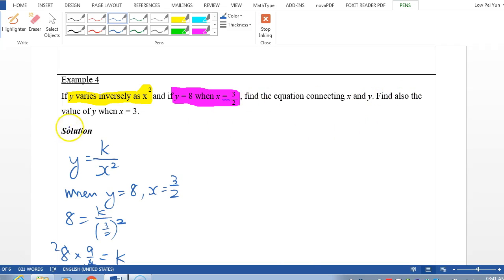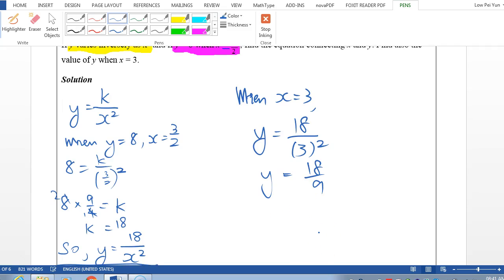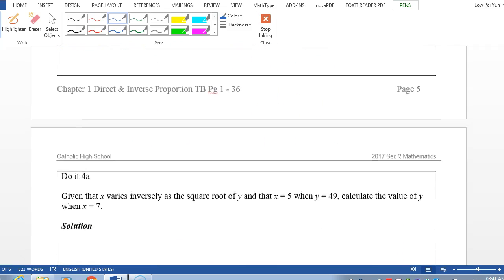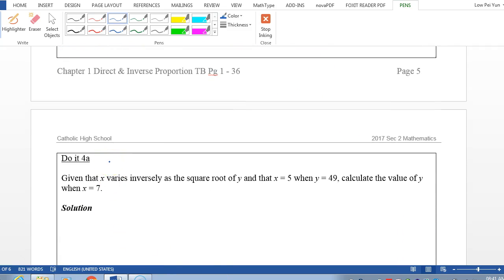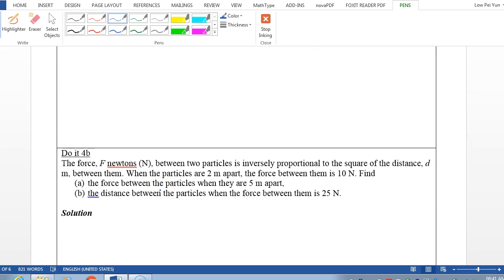Now find also the value of y when x is 3. Where x is 3, I am going to sub in my 3, not forgetting my square. Yeah, 18 over 9 is 2. So my y is 2. Done. Okay, you have to do it for a. Mrs. Liao will show you how to do 4b.